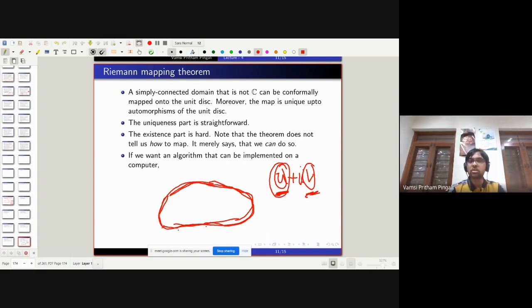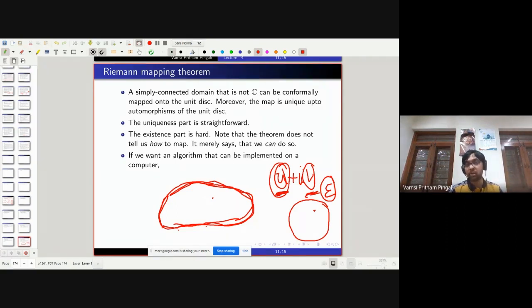So if you give me the vertices of such a polygon in this form, then given any point in this polygon with rational coordinates, I want to find the image of this point under the Riemann map with arbitrary precision. That means if I want it up to precision epsilon, I should be able to do it very quickly. Okay, so this is what it means, the question of finding an algorithm.